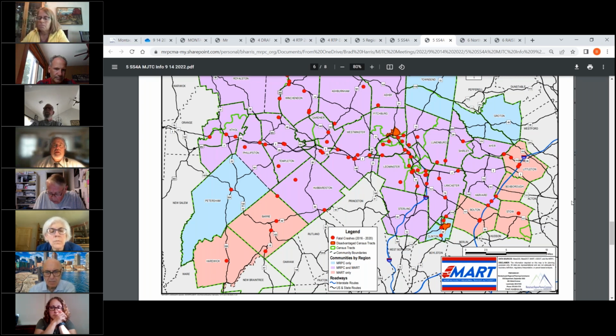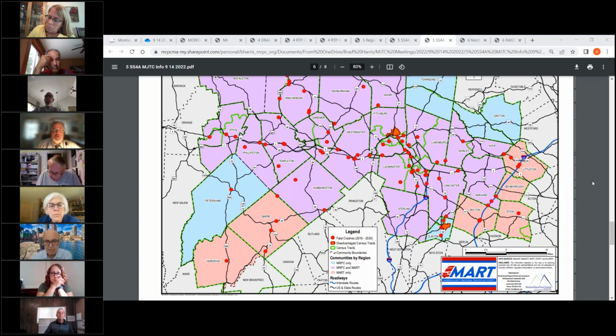We're about 8,300 individuals. So that's part of the identification process of this application. So this map will be part of the overall application for the US DOT program.